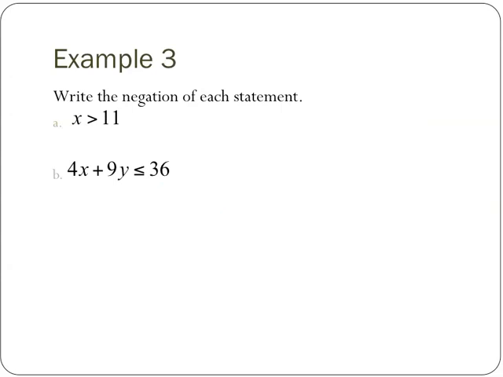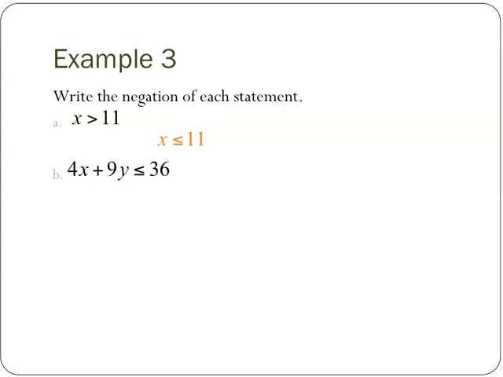We have x is greater than 11. The negation of this would be what? Well, we want everything that's not greater than 11. So you'd think, okay, x is less than 11, but what about 11 itself? Can it equal 11 as the negation? Yes. So the negation of this is x is less than or equal to 11.